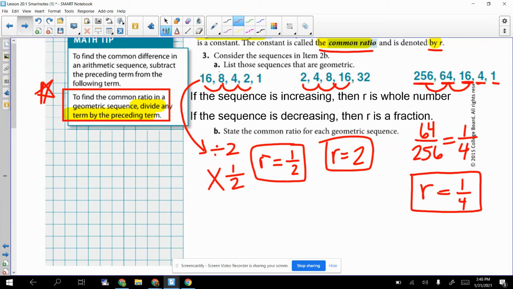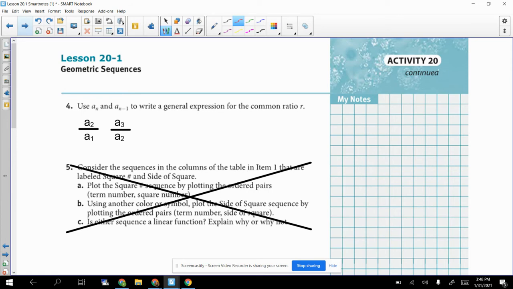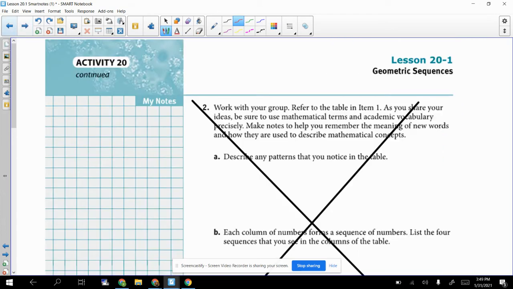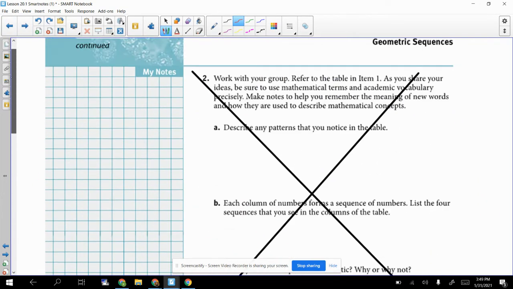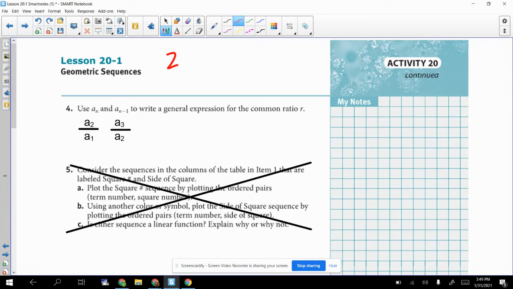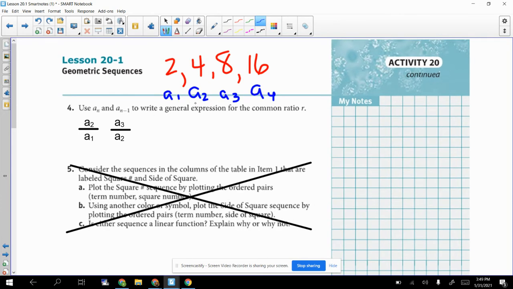Okay. So let's keep moving here. Number 4 here on page 309 says use a sub n and a sub n minus 1 to write a general expression for the common ratio R. Well, what I just said is if you have terms, like in that last one, or in any of them really, so we had 2, 4, 8, 16. If this is your a sub 1, and this is your a sub 2, a sub 3, meaning first term, second term, third term, and fourth term, you can literally just start dividing. So a sub 2 divided by a sub 1.